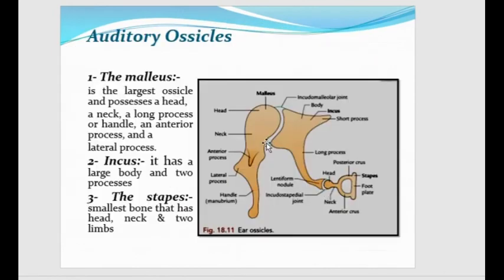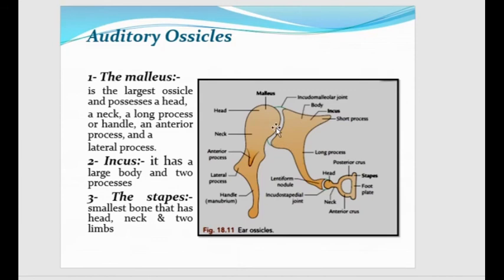We have 3 auditory ossicles. The malleus, which is the largest ossicle, has a head, a handle and a short or lateral process. The handle is the part attached to the tensor tympani of the tympanic membrane. The head makes a joint with the body of the incus.